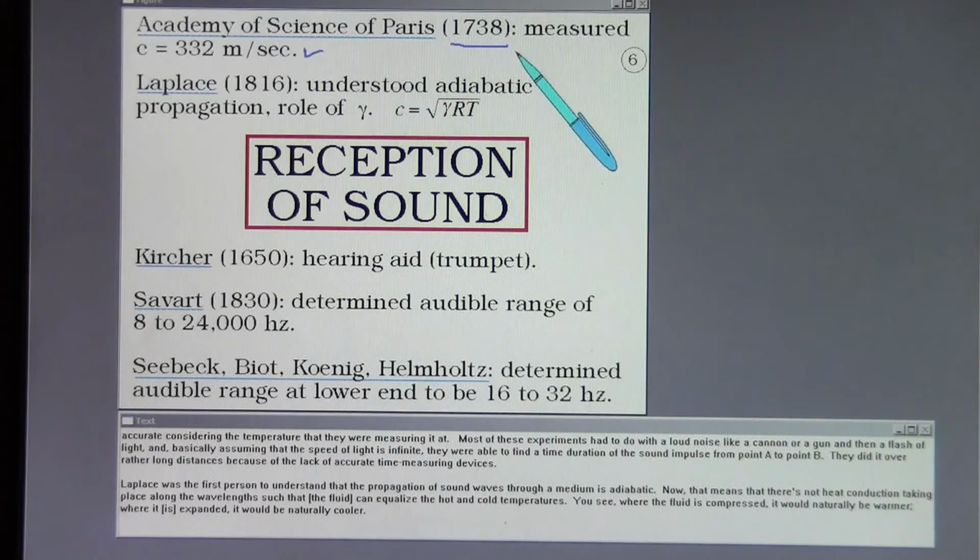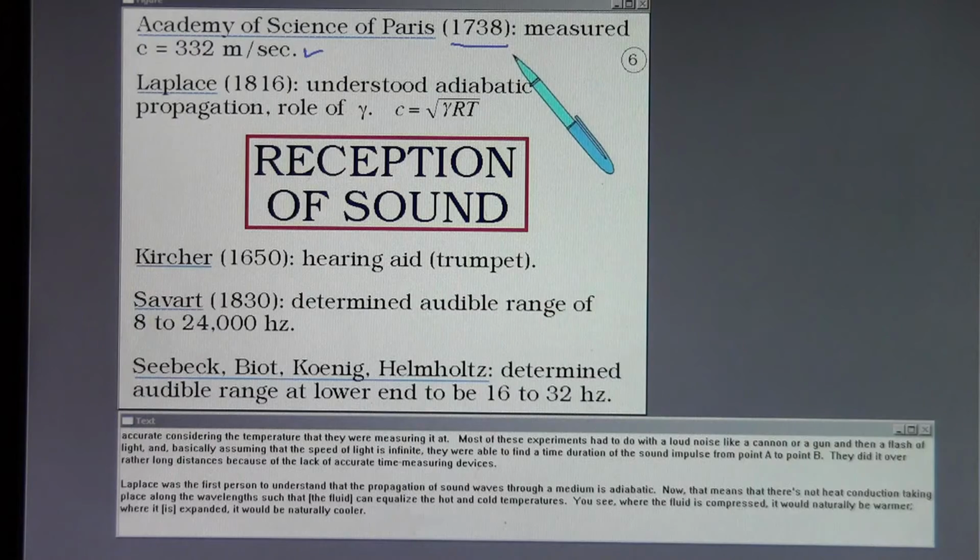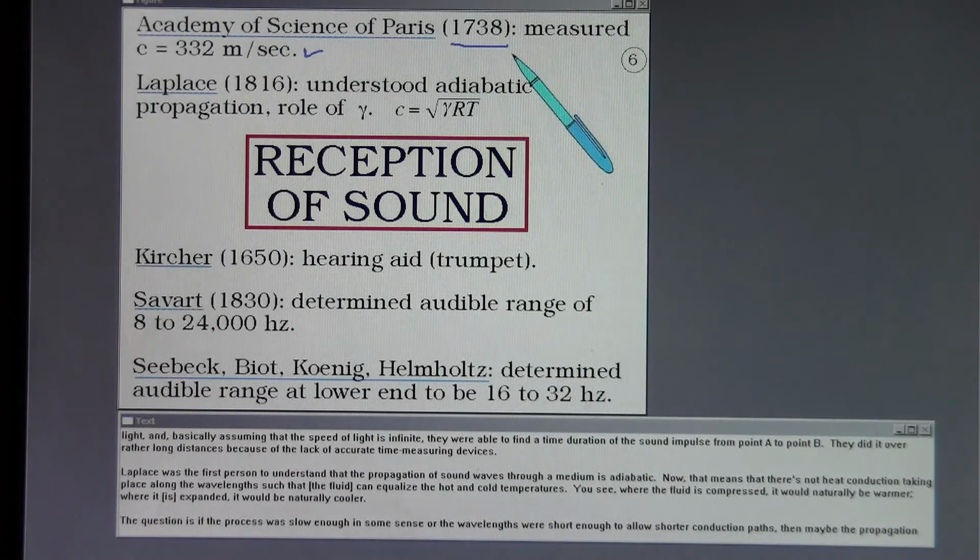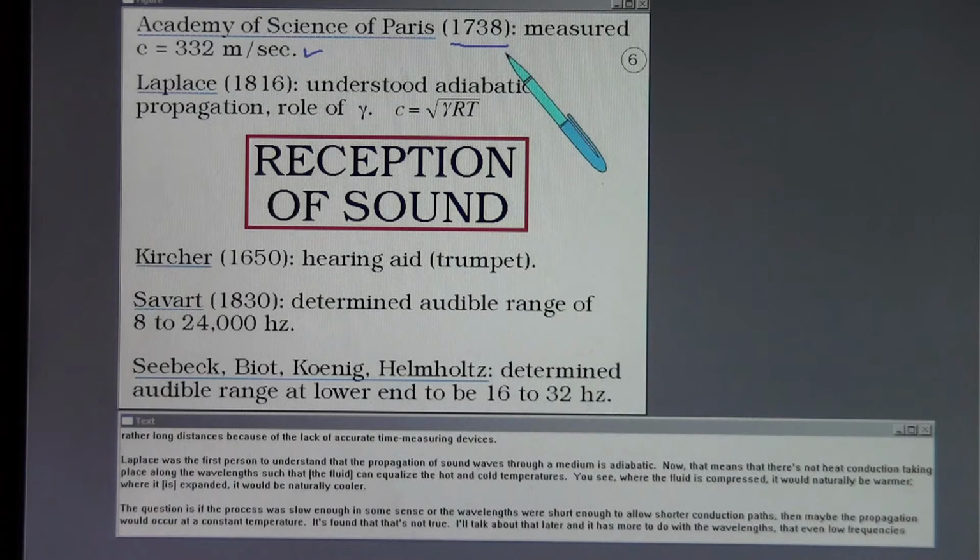Most of these experiments had to do with a loud noise like a cannon or a gun, and then a flash of light, and basically assuming that the speed of light is infinite, they were able to find the time duration of the sound impulse from point A to point B, and they did it over rather long distances because of the lack of accurate time measuring devices.